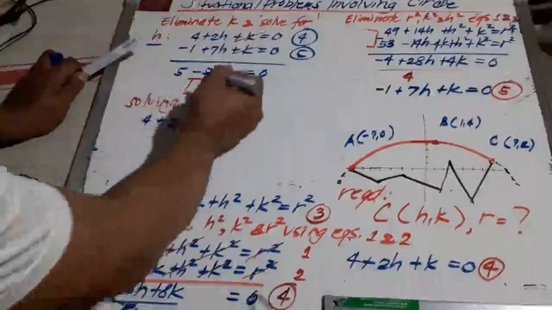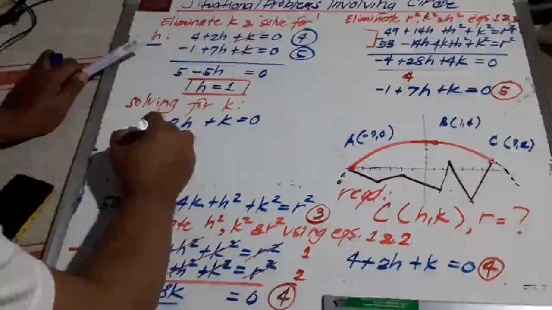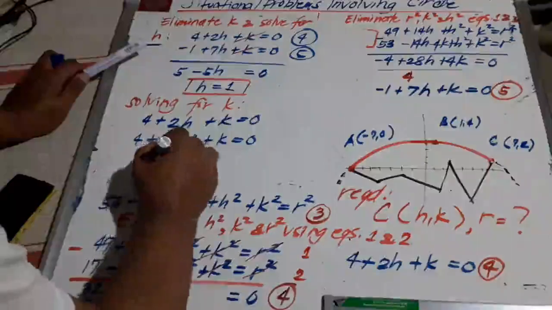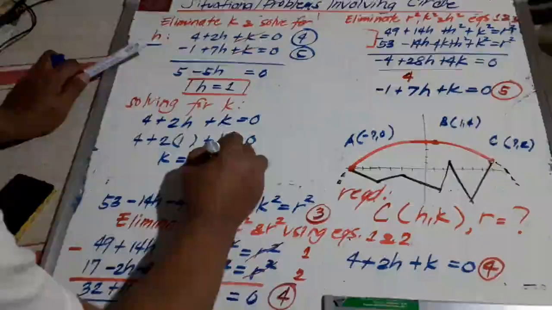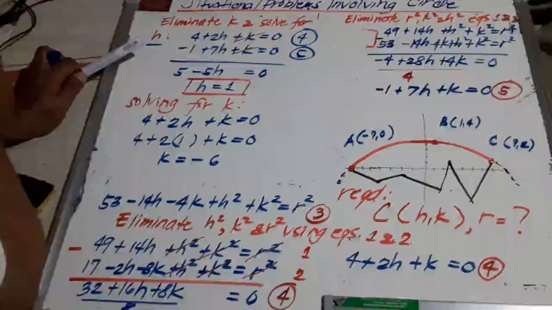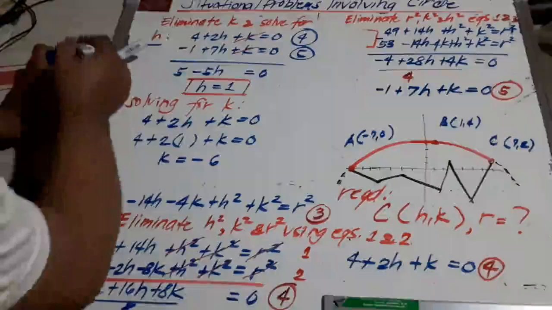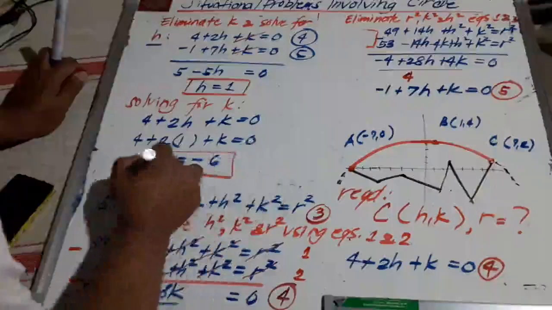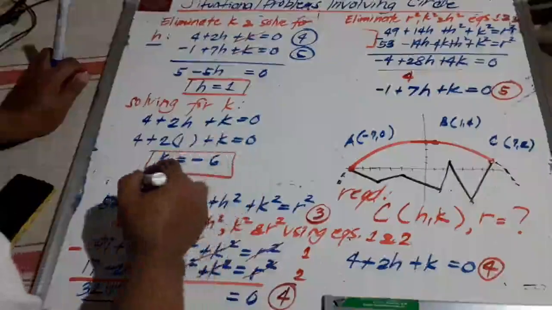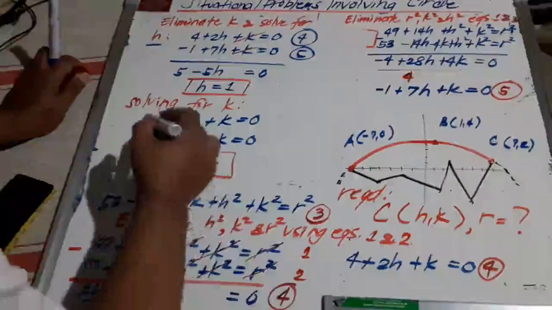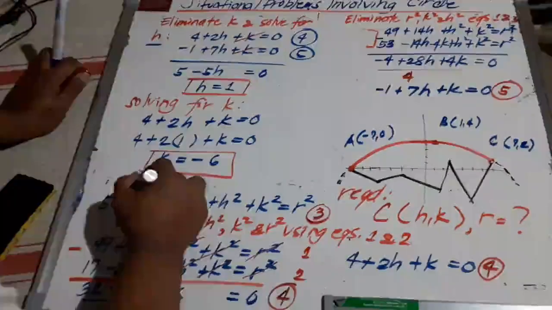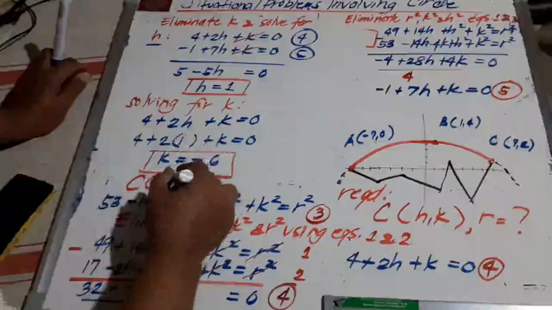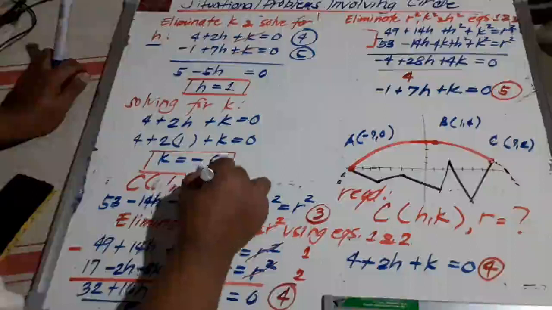Okay. Value of H is 1. Therefore, 4 plus 2 times 1 plus K equals 0. Therefore, K equals negative 6. Tama? Okay. 4 plus 2, K equals negative 6. So, this is your K. Therefore, ang center natin ay located sa 1, negative 6. Ayan ang location ng center.